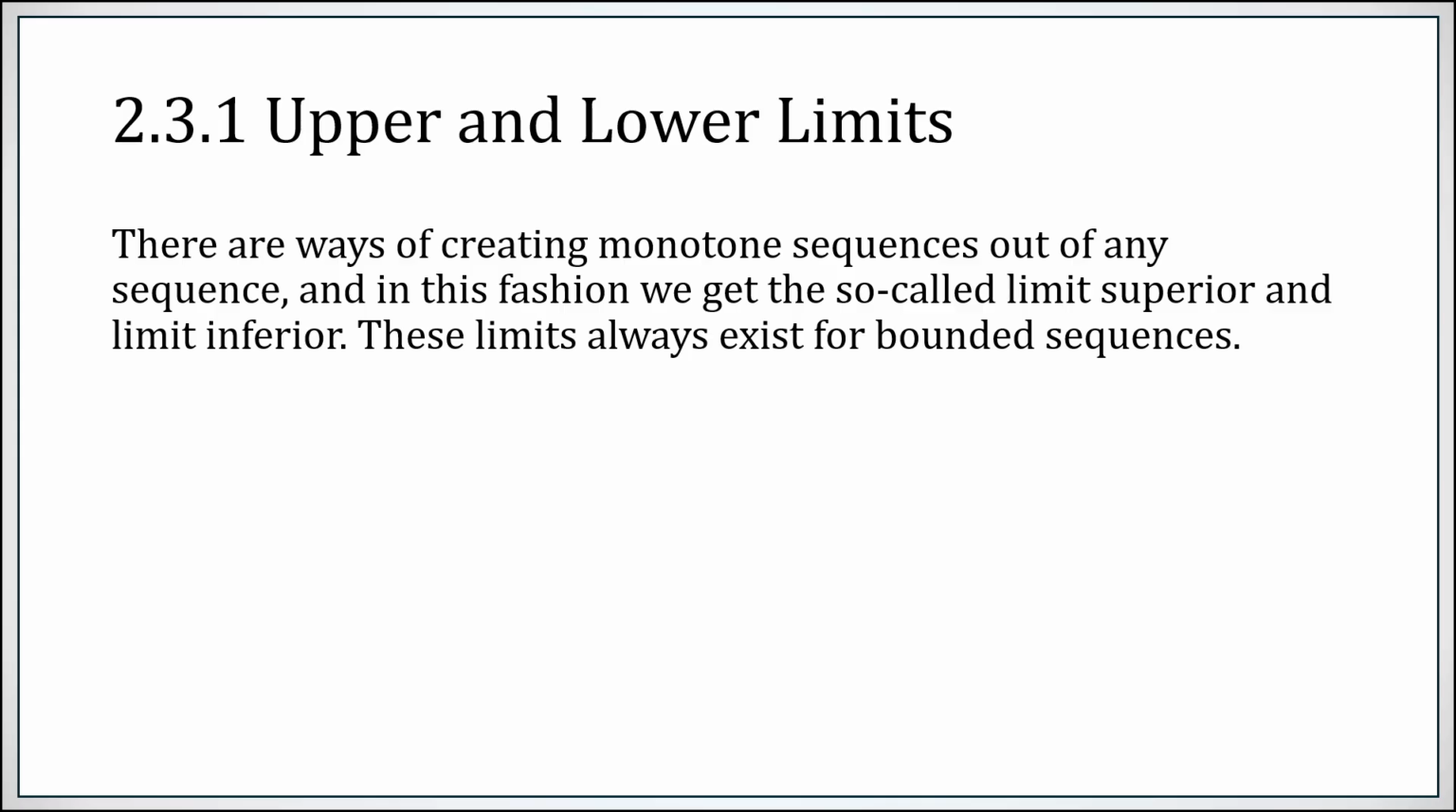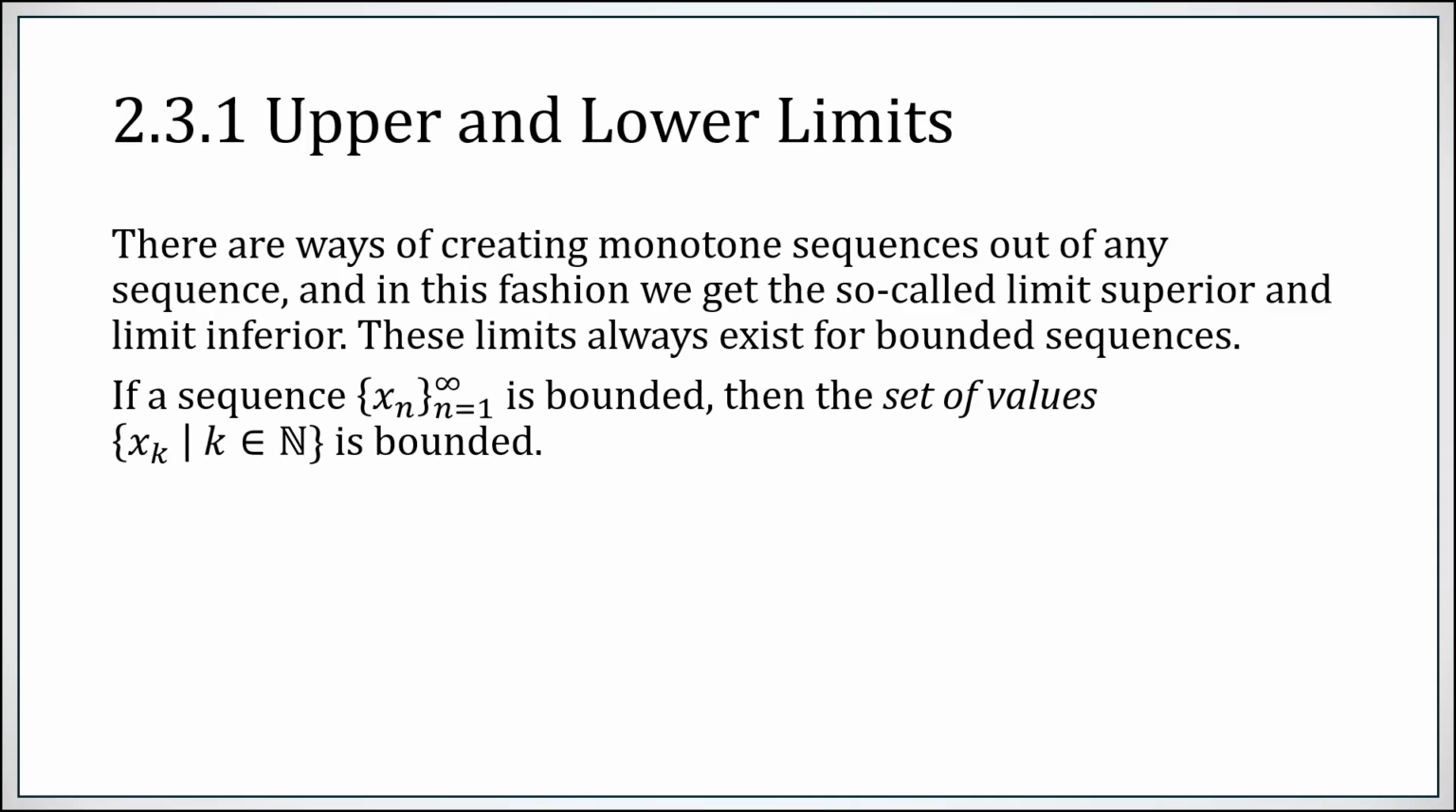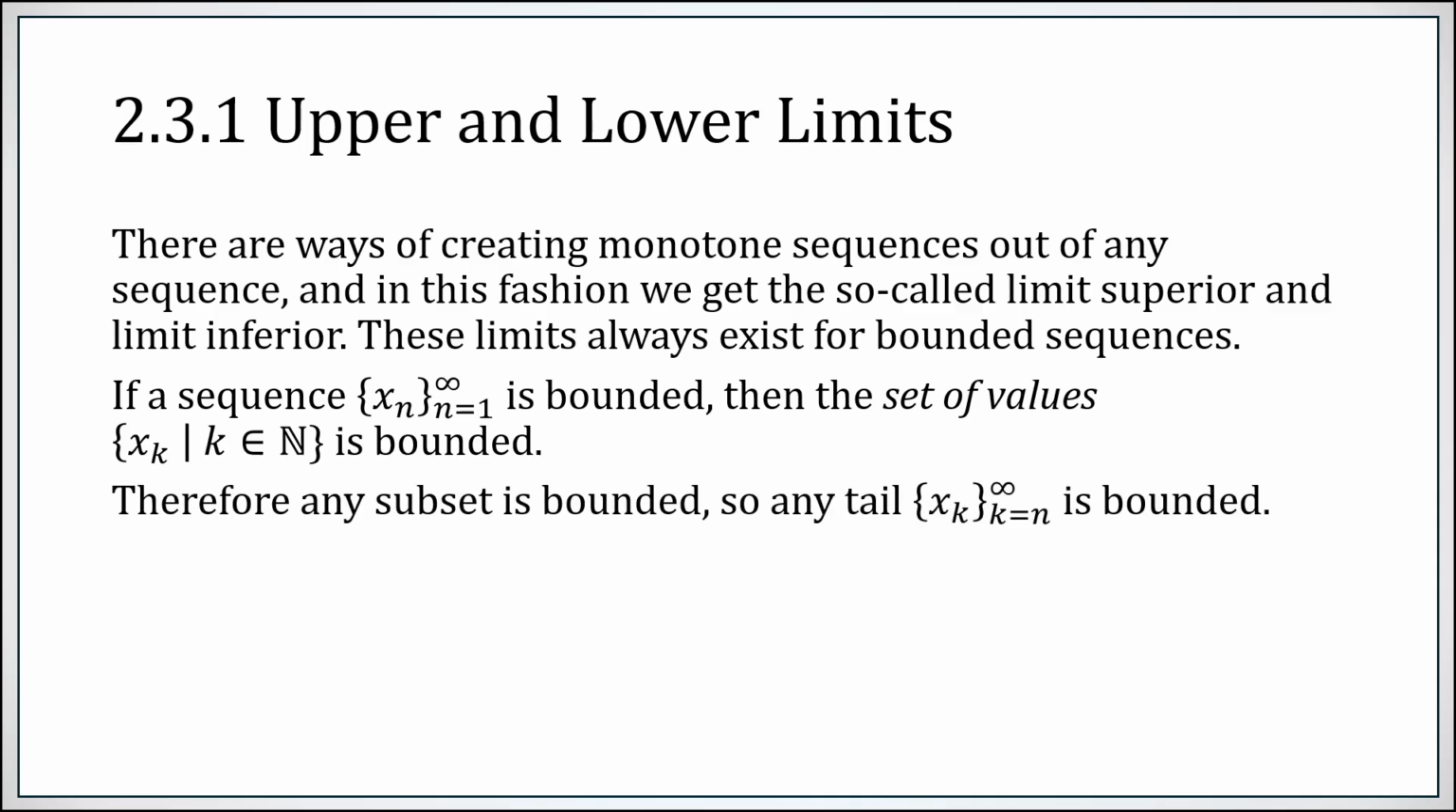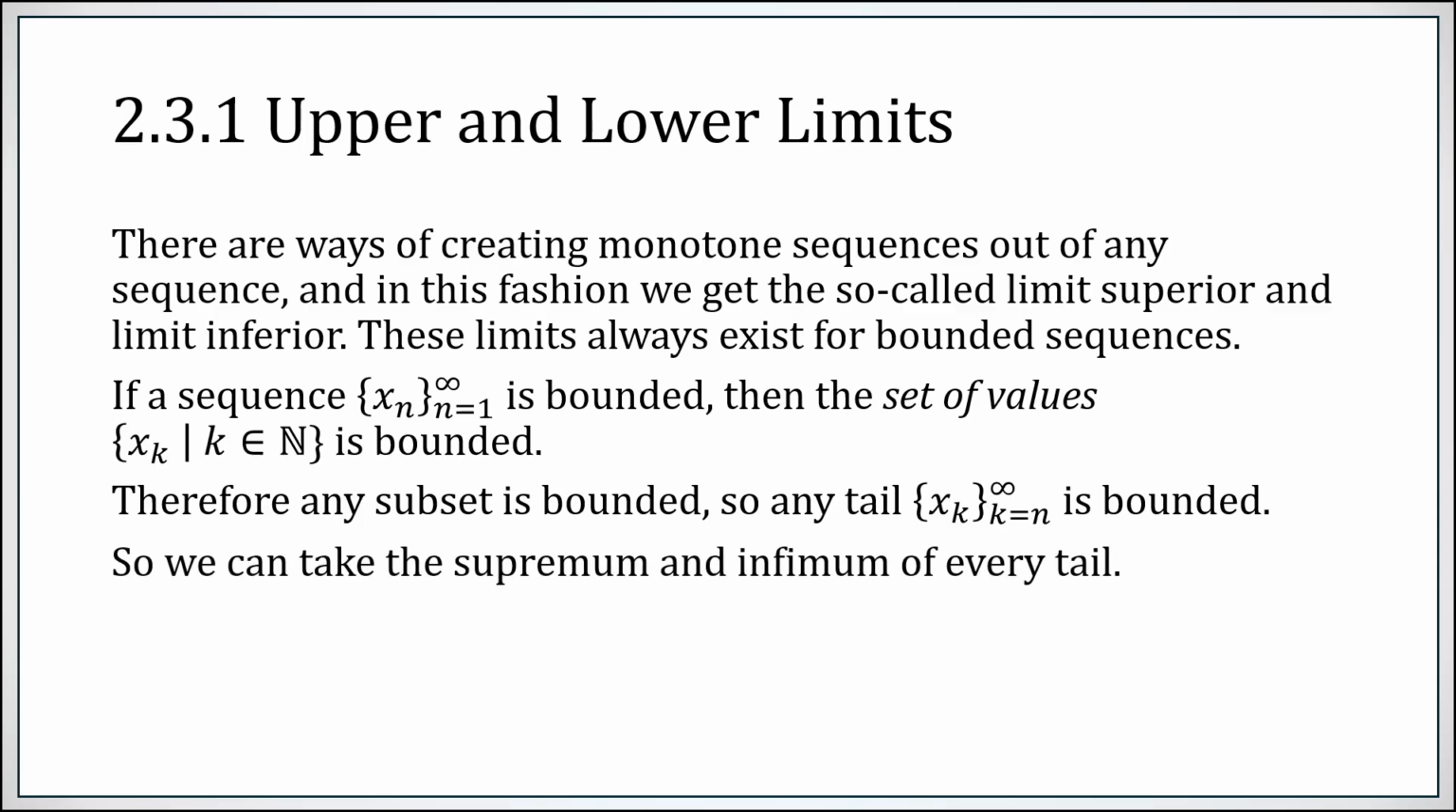There are ways of creating monotone sequences out of any sequence, and in this fashion we're going to get what are called limsups and liminfs, or limit superior and limit inferior. These will always exist for bounded sequences. So first, suppose you have a sequence x_n which is bounded. In other words, the set of values that the sequence takes is bounded. So any subset of that will automatically be bounded, meaning every tail is also bounded. We can therefore take the sup and inf of every tail. If the sequence is bounded, so is every tail. Therefore, every tail has a sup and an inf.